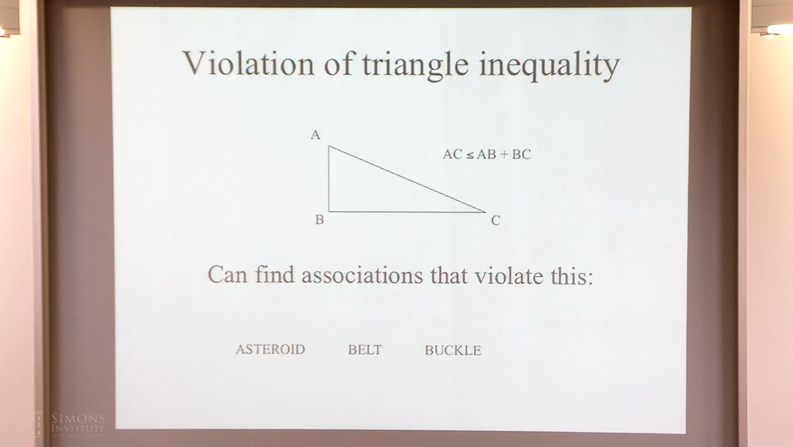You can also find violations of the triangle inequality. For example, asteroid is highly associated with belt, and belt is highly associated with buckle. But if you show people the word asteroid, they never say the word buckle, right? So it's a violation of the triangle inequality.